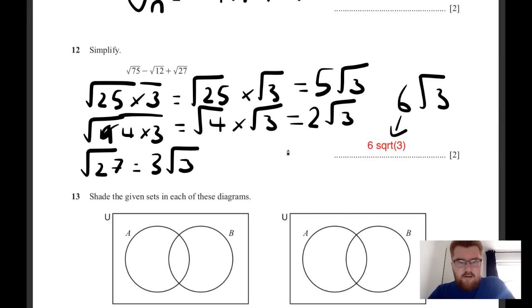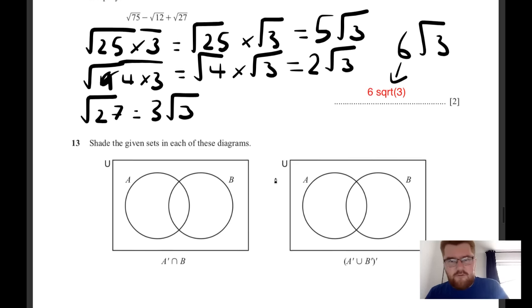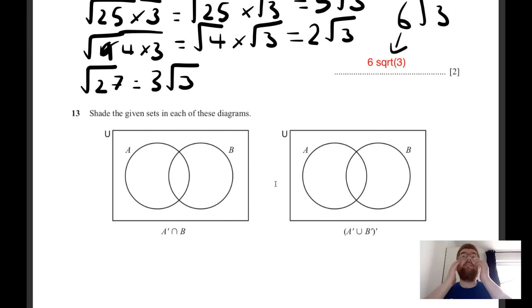Okay, right, on to Venn diagrams. If you've been watching my videos, you know this is definitely not my favourite topic in the world, but let's go on. So, shade the given set in each of these diagrams. Okay, now the key points here are these symbols here. Now this here means the intersection, so what they share essentially. Okay, you can think of it as 'and', but that sometimes doesn't help you as well.